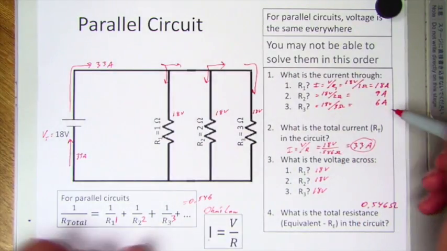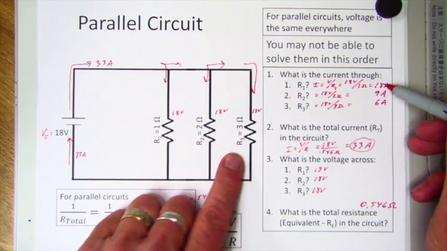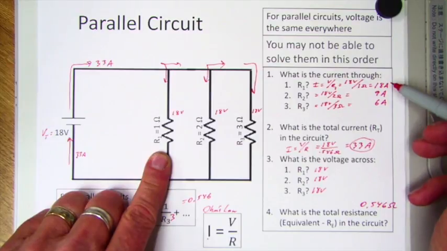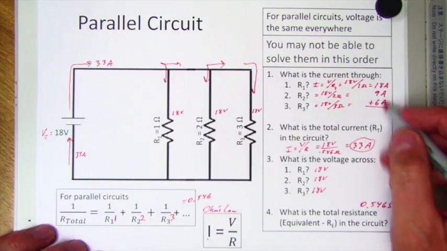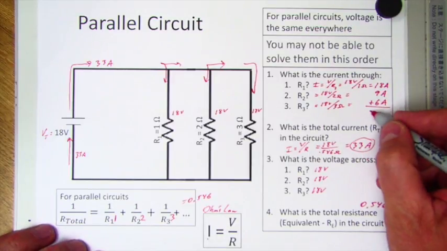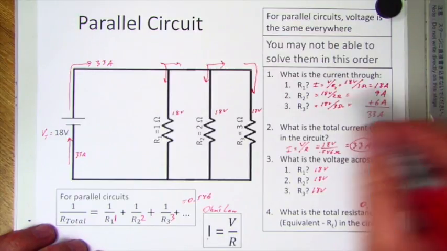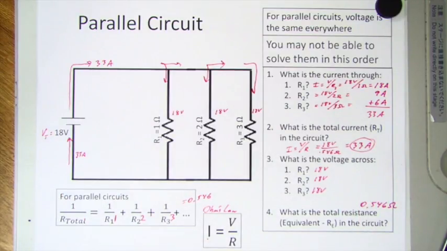And again, this should make sense. The highest resistor should have the least amount of current flowing through it, and the weakest resistor, the one that resists the flow of electricity the least, should have the most current passing through it. And just to check here, we know that the total is 33 amps. If I add these up, I get 33 amps. So the total amount of current flowing through each resistor equals the total amperage in the system.